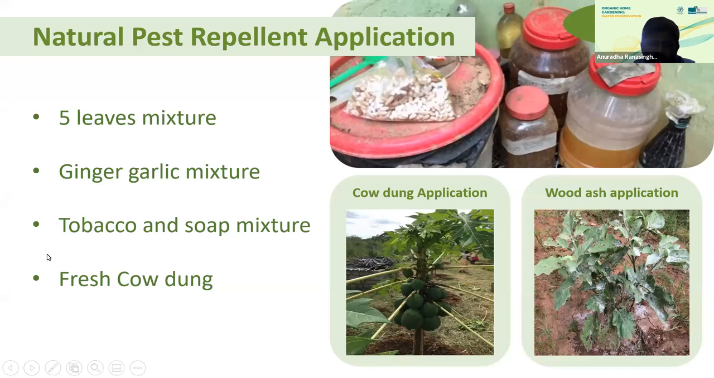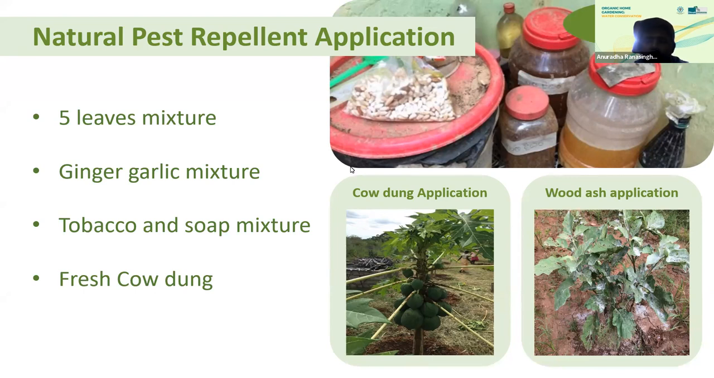So I will explain again: ginger garlic, tobacco, sometimes fresh cow dung also will act as a natural pest repellent, but fungicide mixture is a fungicide; we can use it, but it's not natural. So all the first three answers are correct. And fresh cow dung also, from time to time, acts as a natural pest repellent.